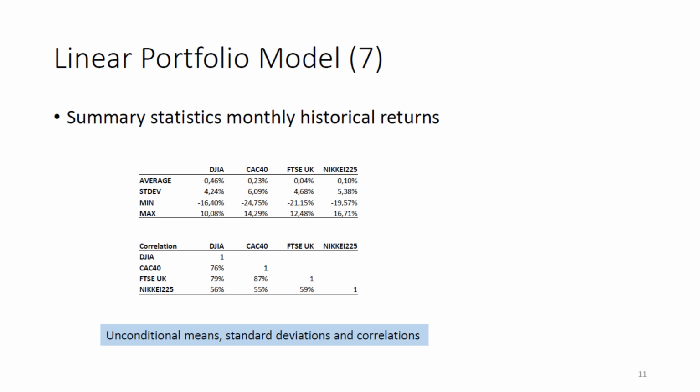What have been the worst 1-month returns? Minus 16% for the Dow Jones Industrial Average, minus almost 25% for the CAC 40, minus 21% for the FTSE 100, and minus almost 20% for the Nikkei 225.